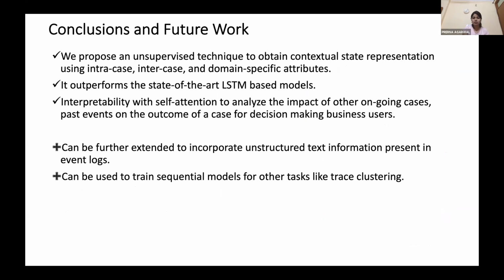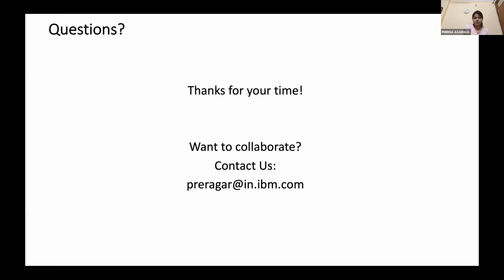So just to conclude, we propose an unsupervised technique to obtain the contextual state representation, which beats the state-of-the-art models and which also helps us analyze the impact of other ongoing cases and domain-specific attributes. This work can also be further extended to incorporate features from unstructured comment information that we have in event logs. And it can also be used for other tasks like outcome prediction, trace clustering, and so on. Yeah, so I'm open for questions.